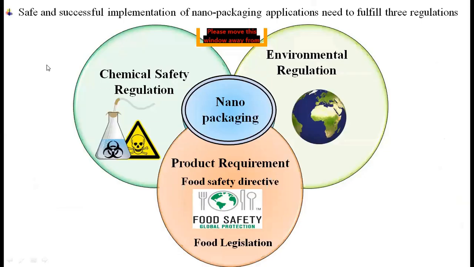So, safe and successful implementation of nano packaging applications needs to fulfill these three regulations. First, environmental regulation, that it should not harm the environment. That is, after using the material, the package should not cause pollution or incineration problems in the environment. This is one of the environmental regulations you should follow. Then product safety, with different food safety regulations like the BRC. If you have to export the food, there are different types of standards. For that, rules have been put in place on how much quantity should be used, and all those standards are already given in food legislation. Then chemical safety regulation, that it should not react with the food or create another harmful substance which will be hazardous for humans, is also an important factor.